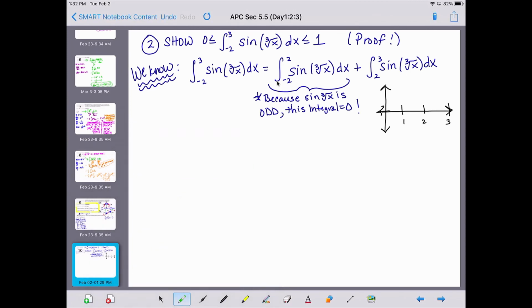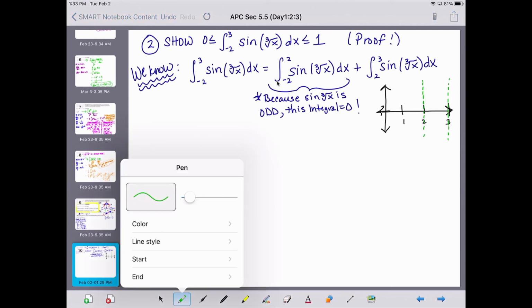We already know that the integral from -2 to 2 is 0, so we're focused on the integral from 2 to 3, because that's really what we have to show is between 0 and 1, because we already know that the other part of our integral is equal to 0. So if I put a little vertical dashed line here between 2 and 3, I am just concerning myself with what's going on there. And I want to show that this integral's value has to be somewhere between 0 and 1. Okay, I have to show this.